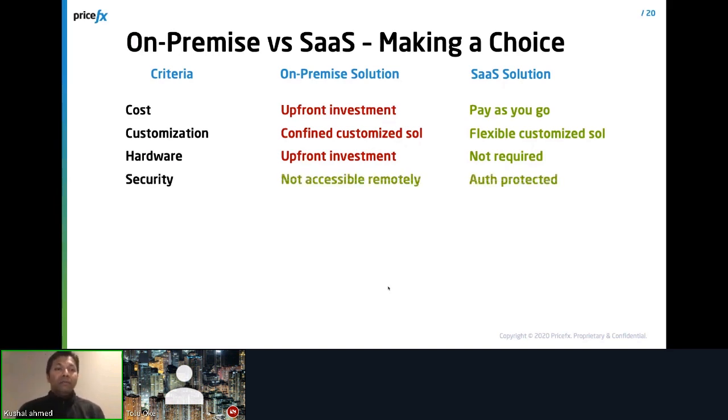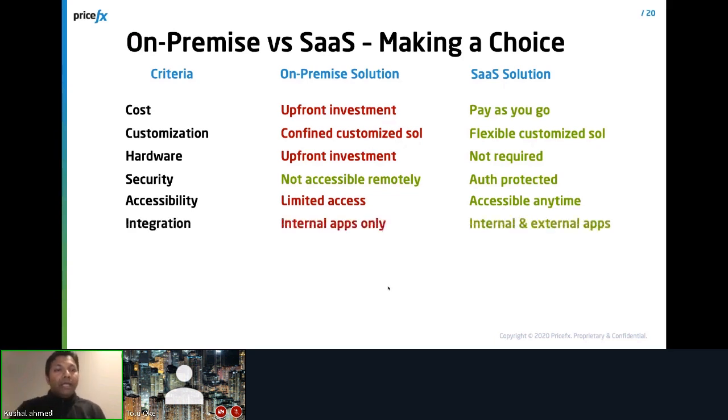For security, this is one of the major concerns for all organizations. For on-premise solution, this is not accessible at all remotely because it is within the private space. And we can achieve the same for SaaS solution by having authentication and authorization in place. For accessibility, for on-premise solution, it's going to have very limited access, but for SaaS solution through internet, you are going to access it anytime from anywhere. And for integration with your existing systems, for on-premise, you are going to be able to integrate with internal applications only. For SaaS solution, you can integrate with both internal and external applications.